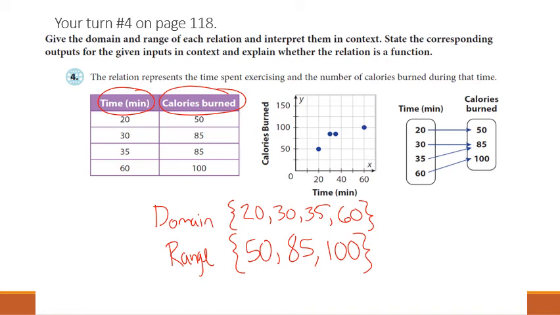And now, I'm not going to write this down, but we're supposed to state the corresponding outputs in context. So, when someone exercises for 20 minutes, they're burning 50 calories. When someone else exercises for 30 minutes, they burn 85 calories. A third person, when they exercise for 35 minutes, burns 85 calories. And the final person, when they exercise for 60 minutes, burned 100 calories.